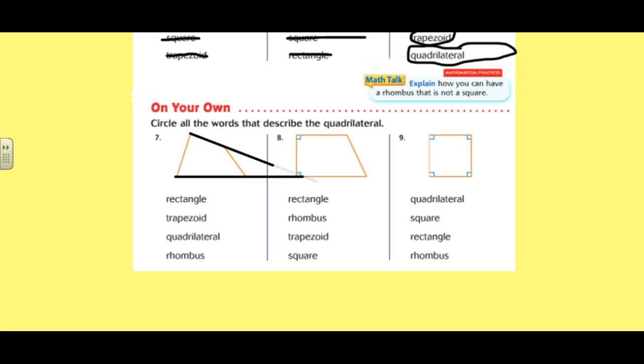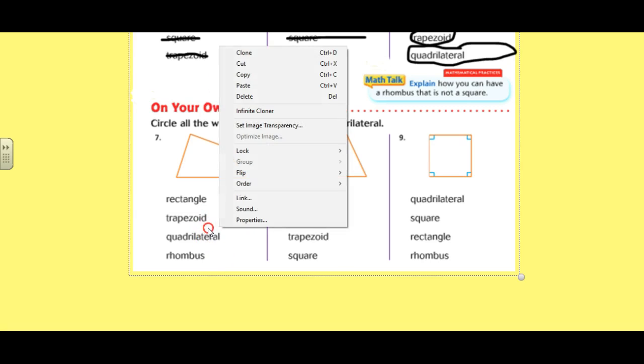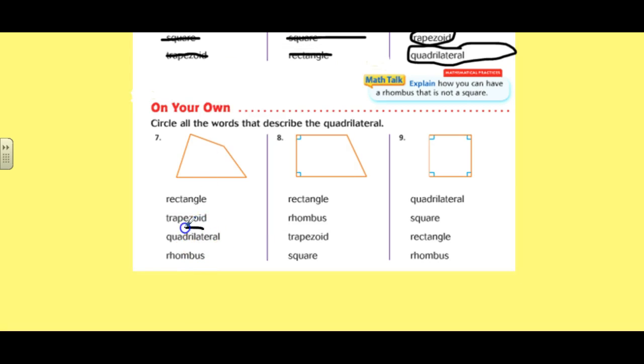So this shape actually has no sides that are parallel, so it cannot be a rectangle, it cannot be a trapezoid, and it cannot be a rhombus because every shape that we've looked at least has 1 pair of parallel sides. So the only thing that we can circle for this shape is going to be a quadrilateral.